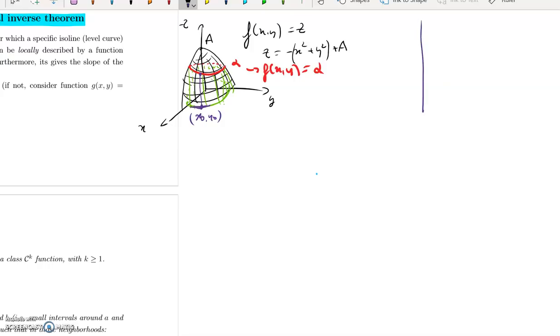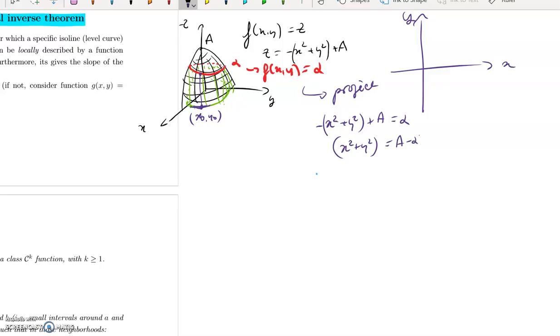Let's view the projection in the xy plane. Okay, so let's project this level curve. What I'm looking for is all the (x, y)'s such that minus x squared minus y squared plus my capital A is equal to alpha. And of course, capital A is bigger than my alpha, so this is something like x squared plus y squared equals A minus alpha, and of course that's greater than 0, according to the drawing that I've done. And what do we have here? That's an equation of a circle.